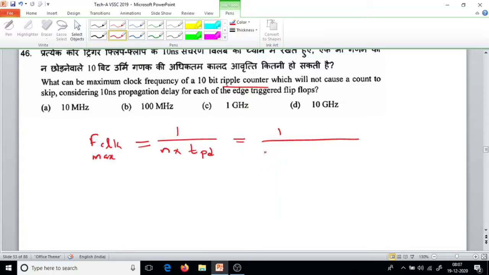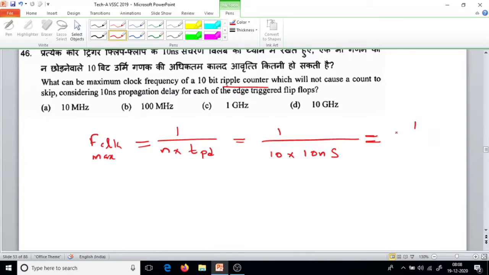So what is the number of flip-flops here? 10 flip-flops are there. It is a 10-bit ripple counter. So 10 multiplied by the propagation delay given for each gate, that is 10 nanoseconds. 10 nanoseconds is very small, very fast. The time is very slow for us. We know only seconds, but electronics knows microseconds, nanoseconds, picoseconds.